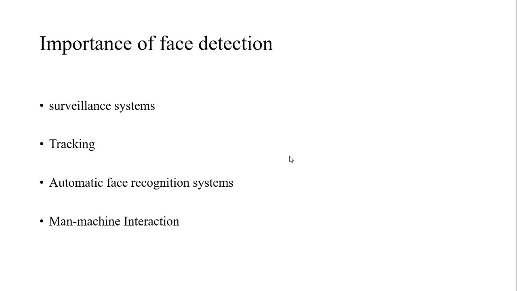Next is the automatic face recognition systems, like the ones being used in many laptops, wherein after being switched on, they are able to scan the face of the user before they proceed. Finally, the interaction between man and machine, such as artificial intelligence, wherein it is able to detect the face of the user or the person it is communicating with. In fact, face detection is the starting point for the interaction between man and machine.